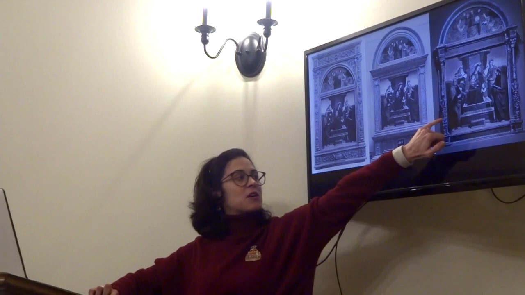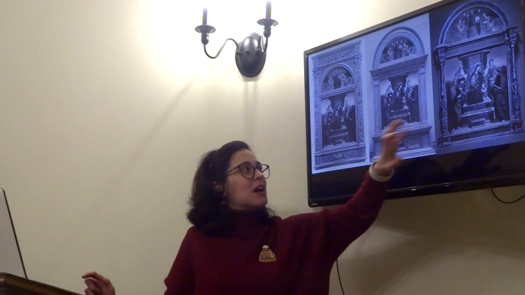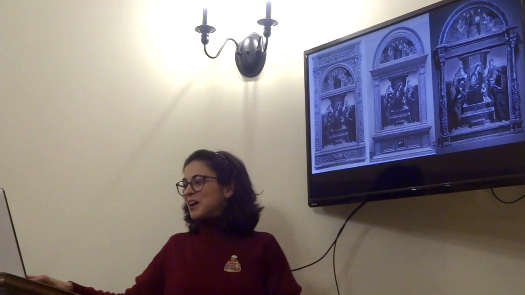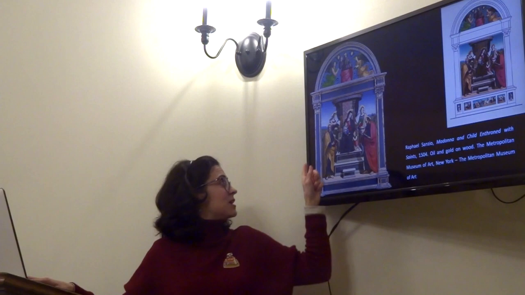But this one is the same one. It's just that the columns have been removed. Because it's a black and white image, it's a bit difficult to see, and I thought it was a different one, but it's not. It looks completely different with the columns there, but it's the same one. It's just that the columns were in front of the pilasters.